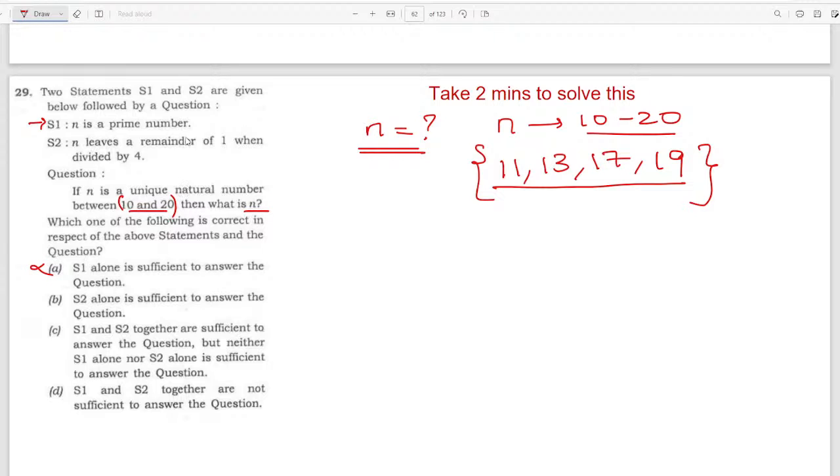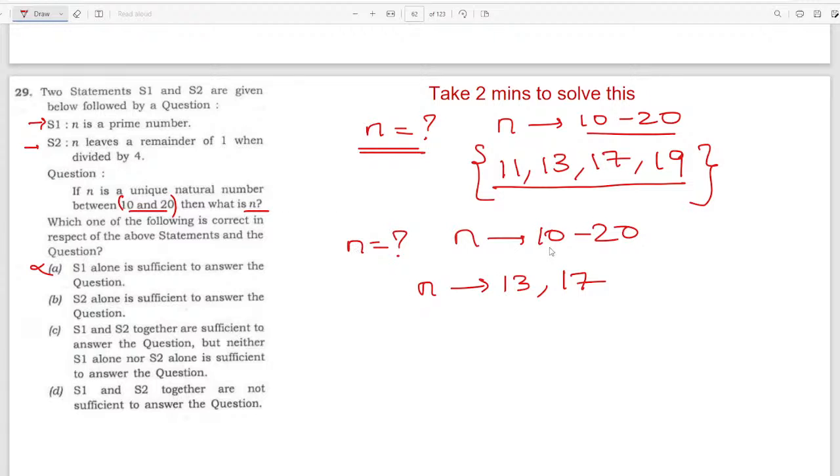Now we'll take statement 2 alone. We want to know n is equal to how much? We know that n is between 10 and 20, that is given in the question stem. Then statement 2 says n leaves a remainder of 1 when divided by 4. That means n can be 13, 17. This is 12 plus 1, and this is 16 plus 1. So we have to find the multiples of 4 and then add 1 here.